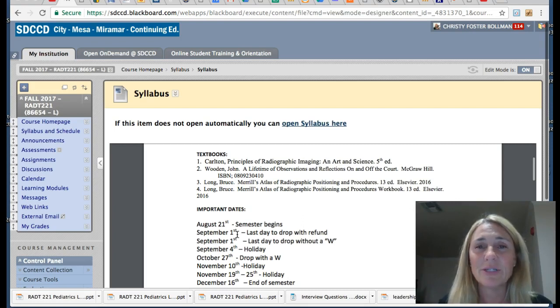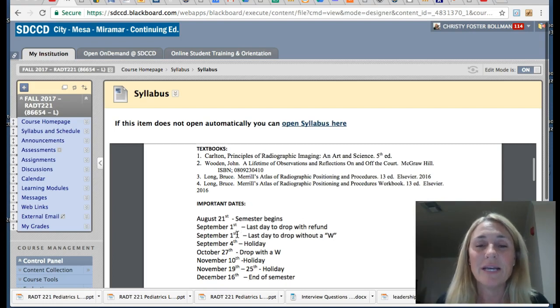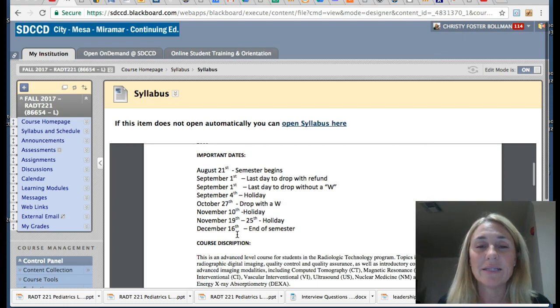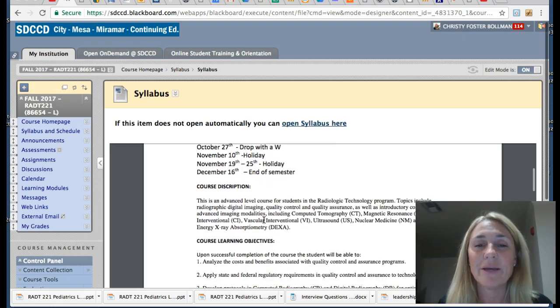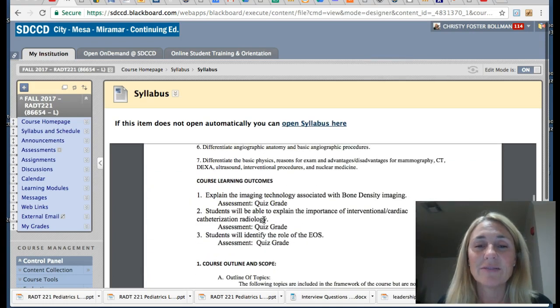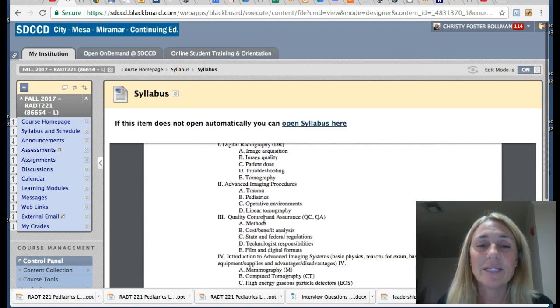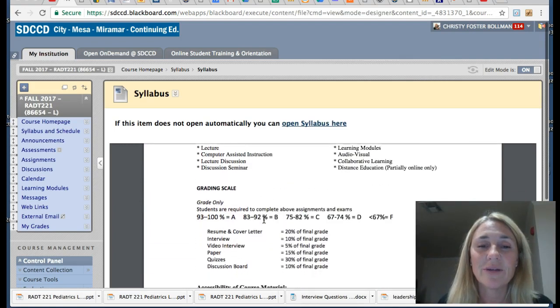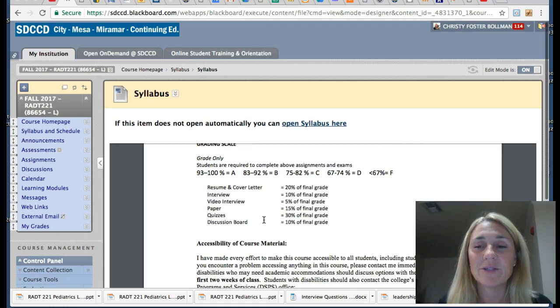We're also going to be using your Merrill's book. We're going to be covering some of the advanced modality chapters. Here are your dates. So you get a break on the 10th, and also Thanksgiving break the 19th through the 25th, and then we end up the semester on the 16th. So we've got learning objectives and your learning outcomes here. Pay attention to those. Here's all the stuff we're going to be covering. Most importantly, grade scale. Yes, it's a normal grade scale that has the 93, 83, 75.